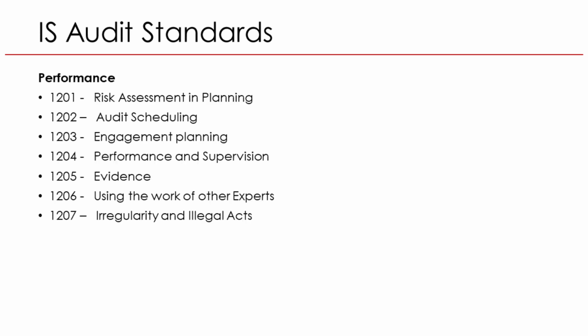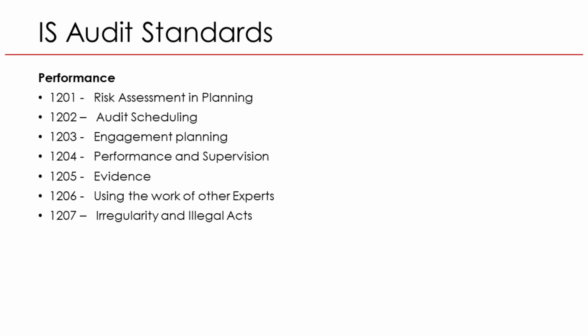Next, we have the performance standards, which guide how an IS audit should be carried out, from planning to supervision and evidence gathering. 1201, Risk Assessment in Planning, means every audit must start with identifying and analyzing risks. For example, when auditing a bank's online platform, we assess risks like unauthorized access or transaction errors before designing our tests. 1202, Audit Scheduling, ensures audits are properly prioritized and timed.